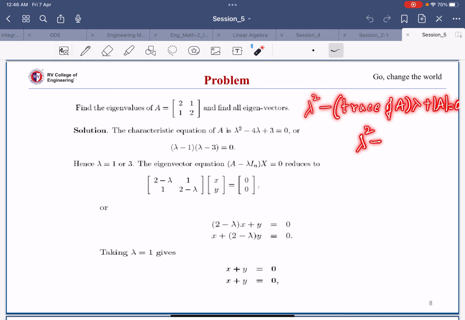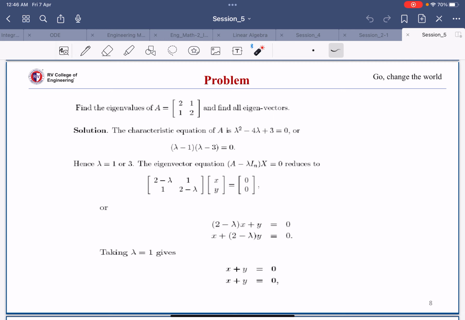Lambda square minus trace. Trace is the sum of the principal diagonal. So the principal diagonal elements are 2 and 2. So 2 plus 2 gives you 4. So lambda square minus 4 lambda plus determinant of the matrix. 4 minus 1, 3. This is our characteristic equation.